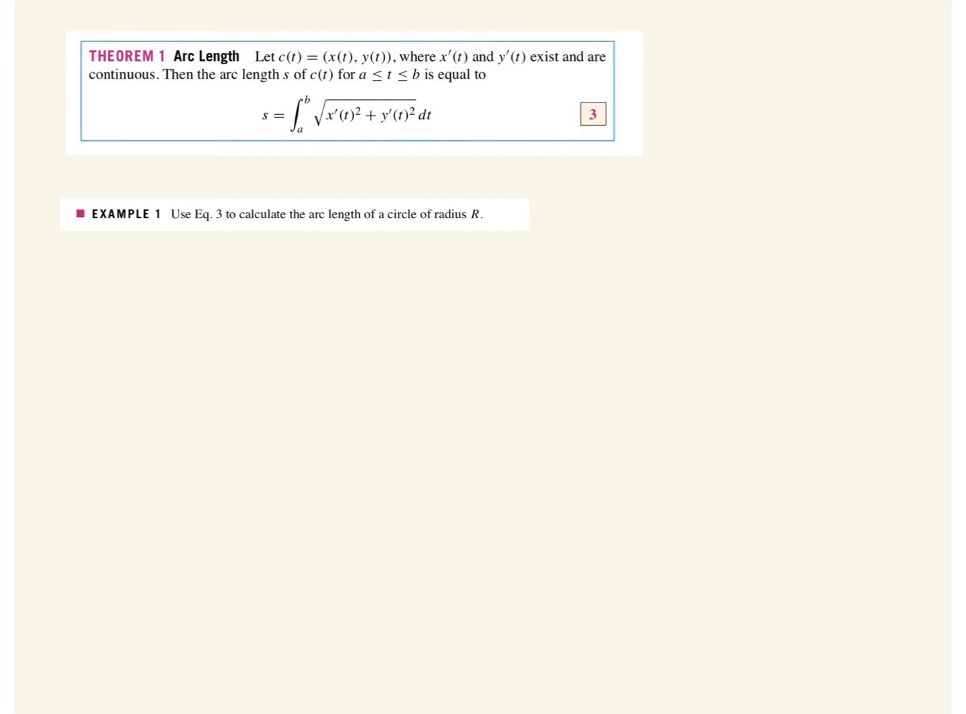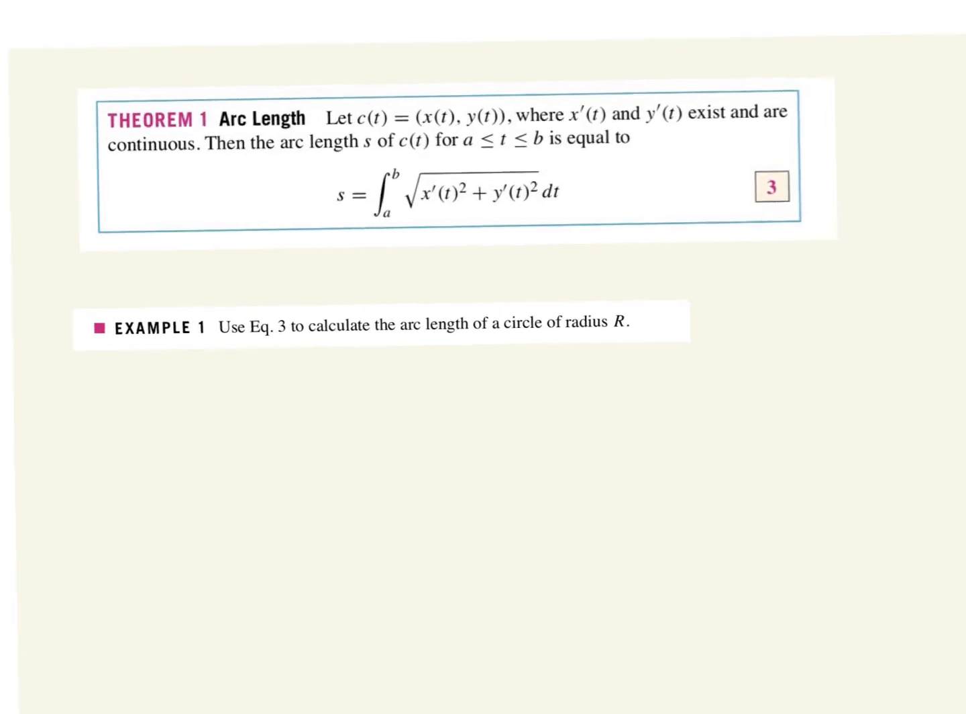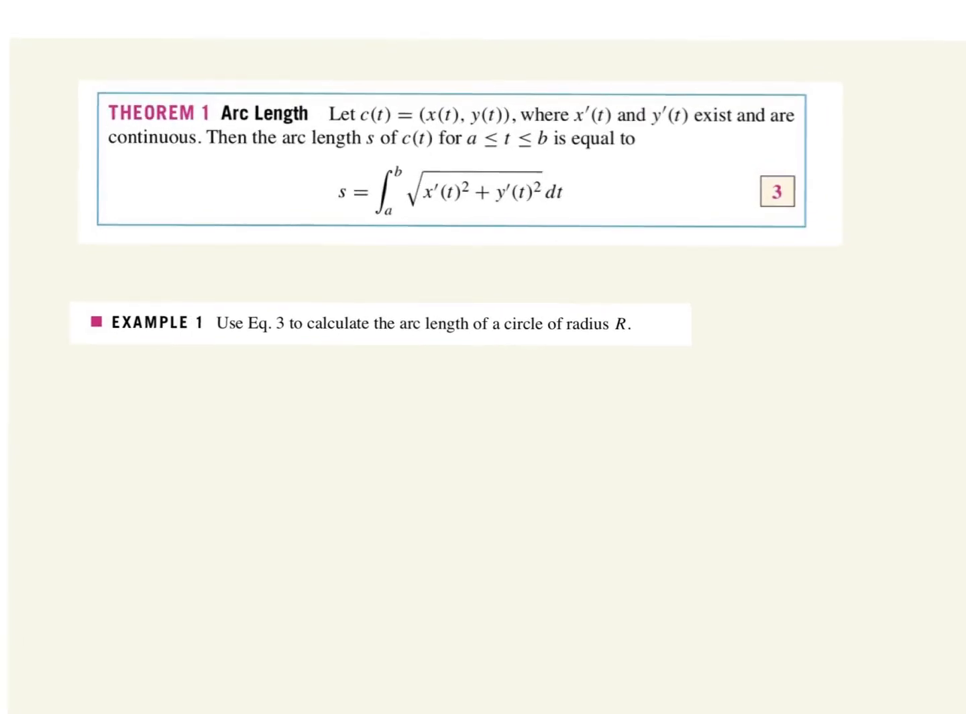So here's our formula, right? It's given. Of course, it's proven elsewhere, but for today, we're just going to take a look at it as the given. So C of t, the parametric form, is x of t, y of t, where x prime of t and y prime of t exist and are continuous, as always. Then the arc length is given as the integral from a to b of the square root of x prime squared plus y prime squared.